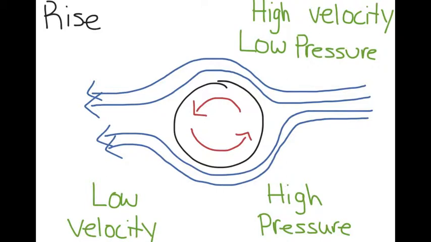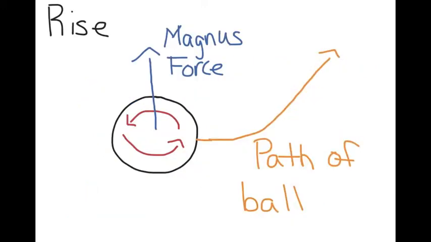The air above the ball will be at a lower pressure and a higher velocity because it is traveling in the same direction as the top of the ball, whereas the air below the ball will be at a higher pressure and lower velocity because it is traveling in the opposite direction as the bottom of the ball. The higher pressure air below the ball tries to move to the lower pressure air above the ball, which causes the ball to rise during its flight.